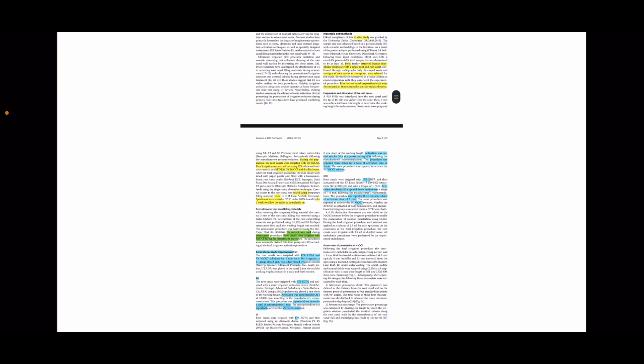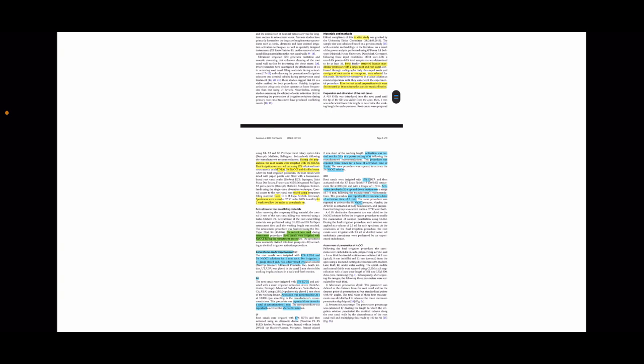Then the specimens were randomly divided into 4 groups according to the final irrigation activation procedure: the control group, which is conventional needle irrigation, the sonic activation, the ultrasonic irrigation, and the XPR. For the final irrigation activation procedure, they used 17% EDTA and also 5% sodium hypochlorite for all the groups.